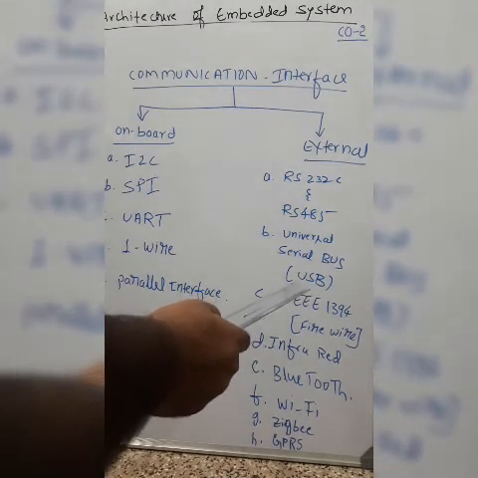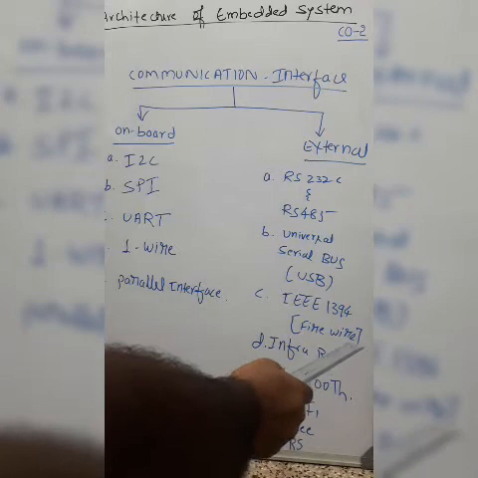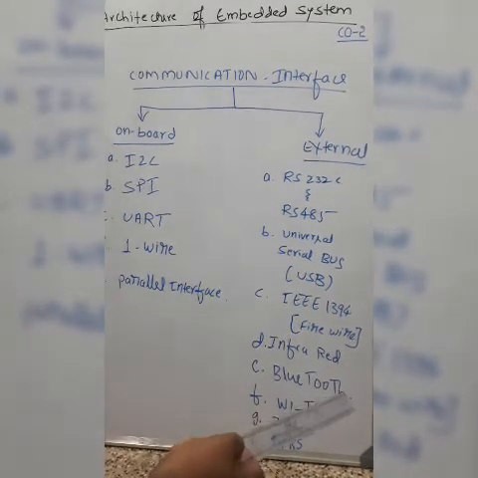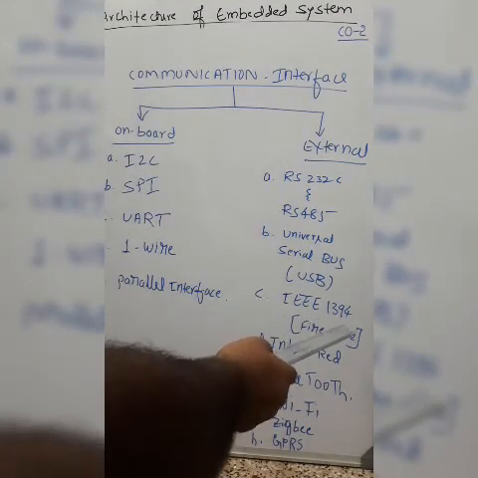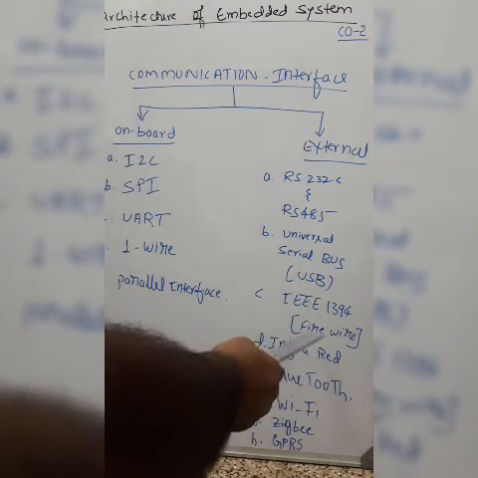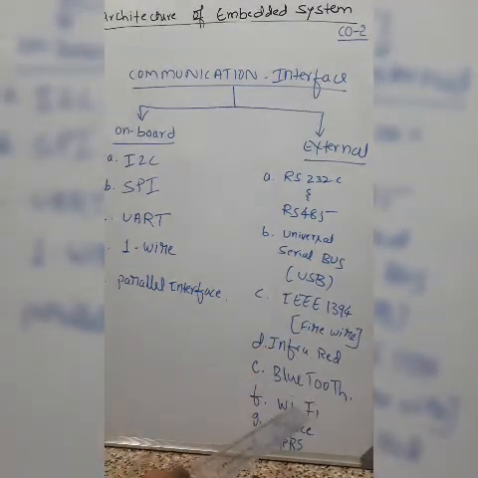Then coming to the IEEE 1394, it is called FireWire because it does communication very fast. It carries blocks of data asynchronously. So therefore only FireWire can communicate in a high speed manner.